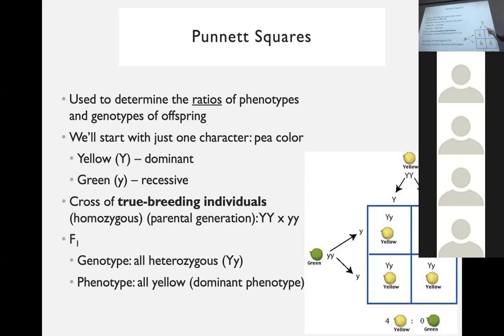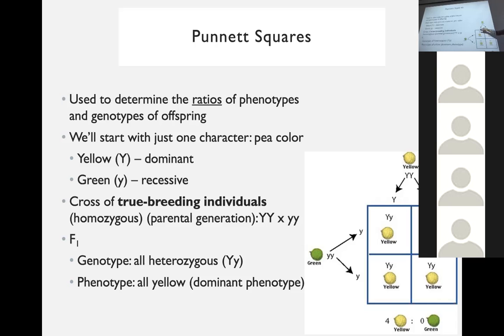So when you draw out a Punnett square, for this first part, we're looking at one character, right? Just P color. We'll get into looking at two characters at one time. That's in the next PowerPoint that I'll bring up. But for now, we're just going to look at the one character, P color. So you'll set up essentially a square divided into 4 individual quarters.